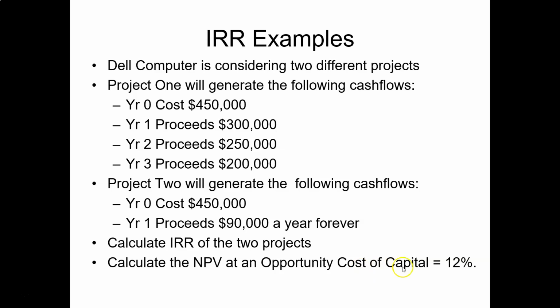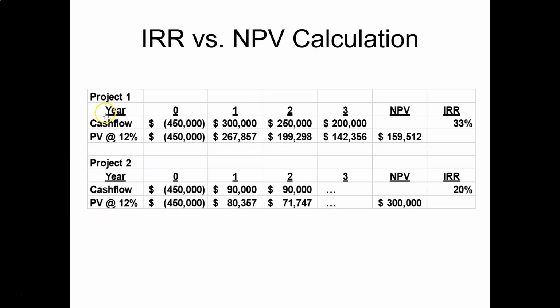Given the opportunity cost of capital as 12%, we want to know the net present value of these two investment projects. For the first investment project, we just calculate the present value of the cash flow in year 1, year 2, year 3, and year 0. And then we add them together. We can calculate the net present value, given an interest rate of 12%, is $150,000. And if we make experiments with this opportunity cost of capital, you can find the internal rate of return of this investment project is 33%.